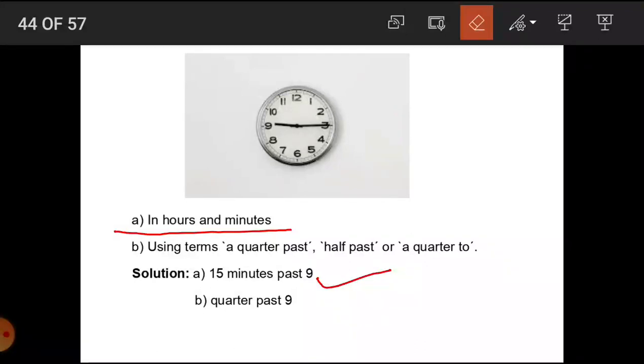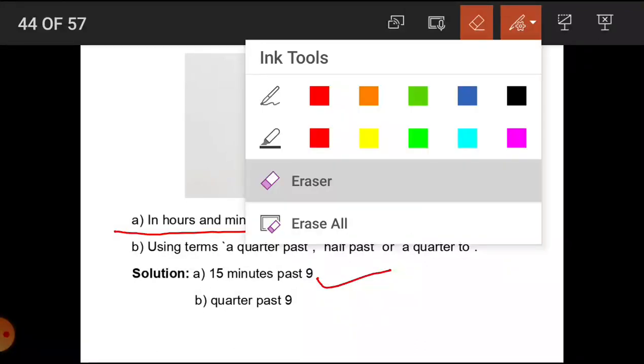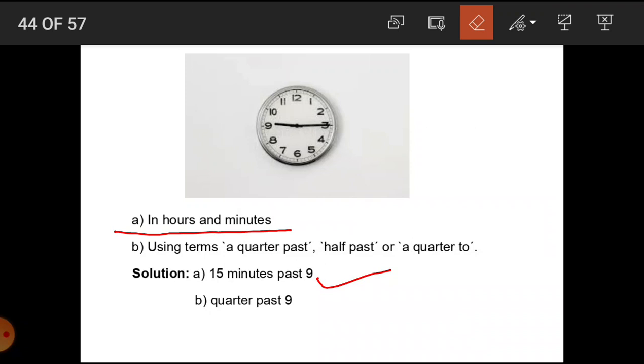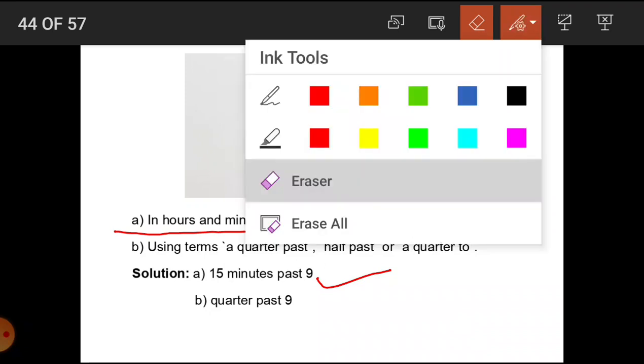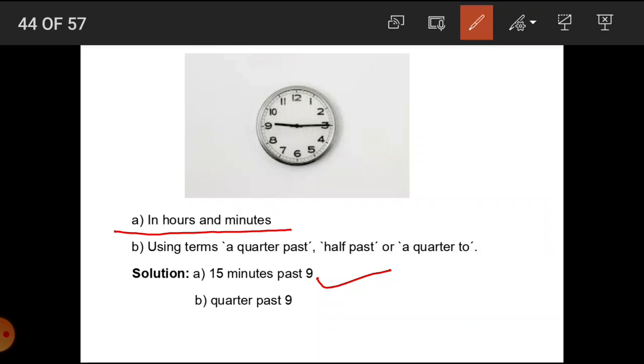Now, next one is using the term quarter past, half past or quarter to. Now as it is 9 o'clock and 15 minutes are past, which means already a quarter has passed. So we can use the term that a quarter has passed. We can write quarter past 9. After 9, 15 minutes are complete. So it is quarter past 9.